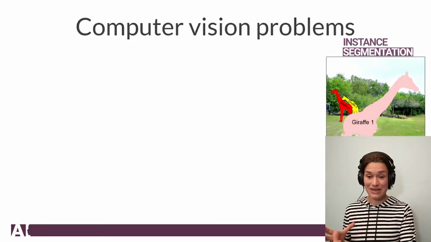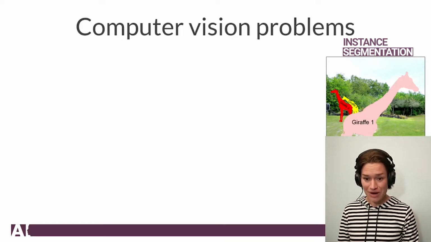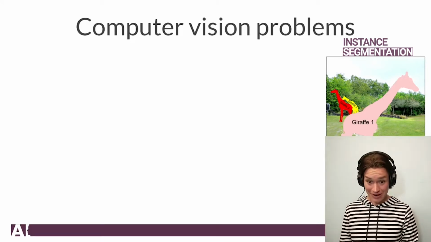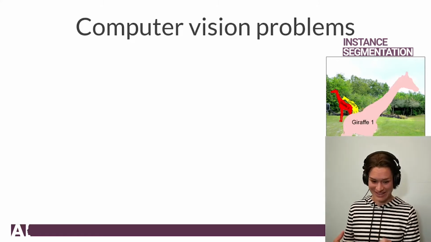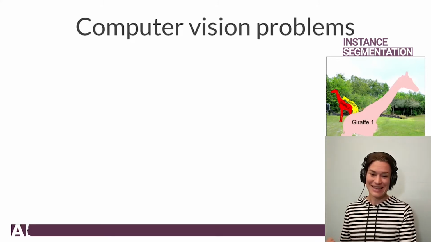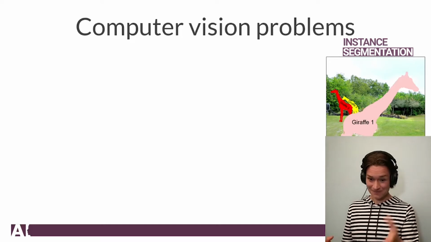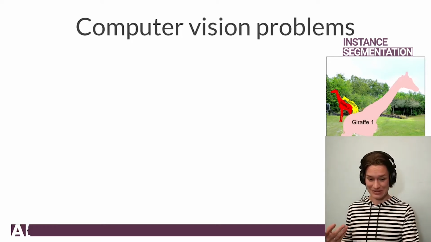So we have 3 giraffes here. We know where they are. We know that they are giraffes, and we can see where each one is beginning and ending, more or less. And this is instance segmentation. So we're able to recognize where they are. We can count them. We can see their borders.